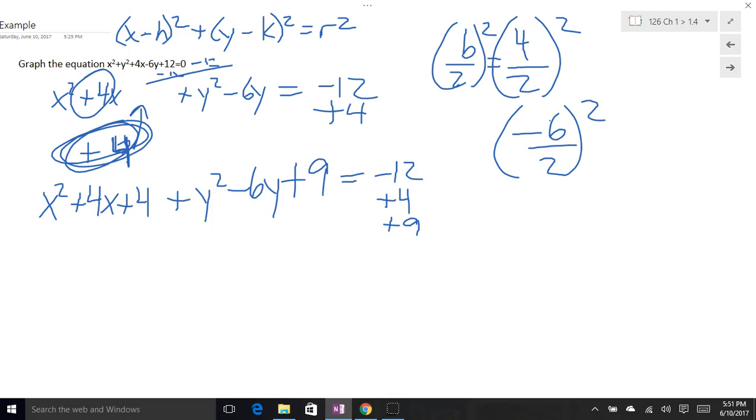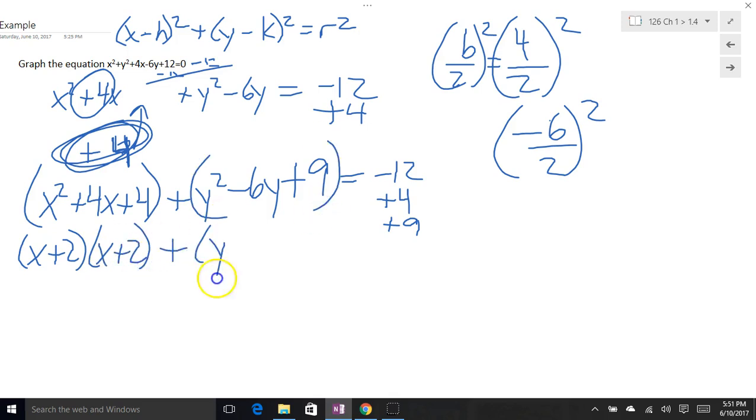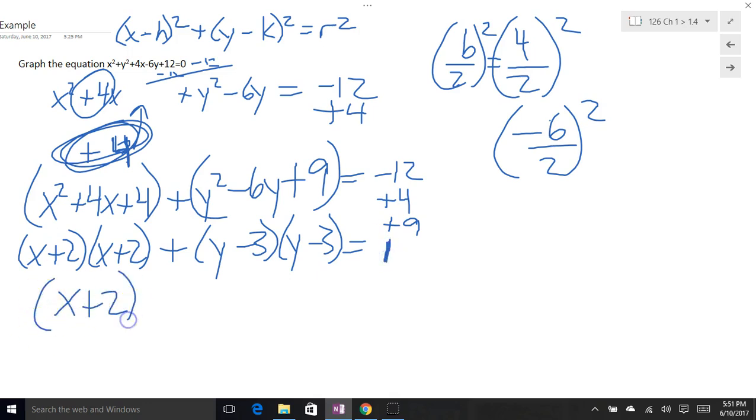And now I'm going to factor this right here. So I got x plus 2 times another x plus 2. I go ahead and factor that right there. y minus 3, y minus 3. Over here I got negative 12 plus 4, negative 8 plus 9 is 1. And you notice that gives me my standard form. I write the standard form right below it.